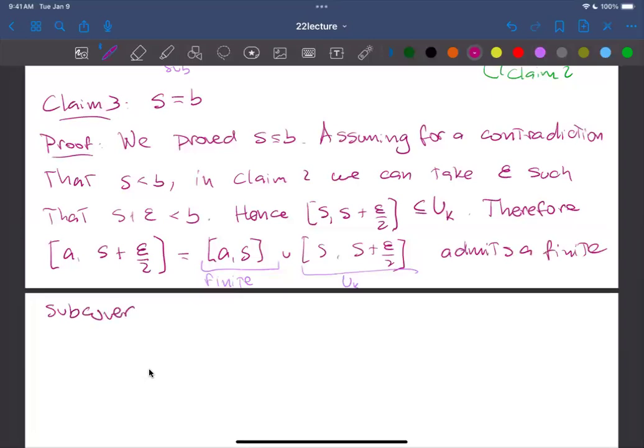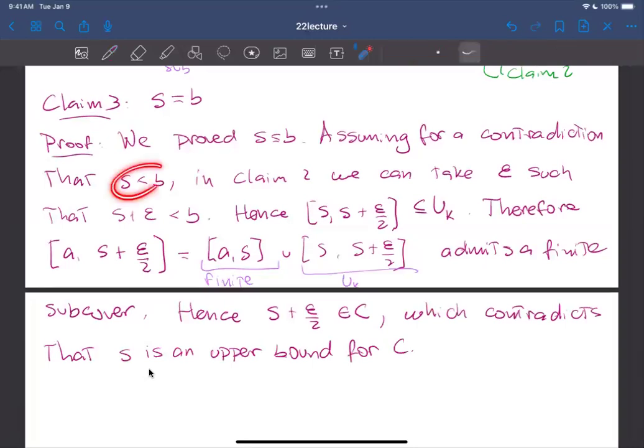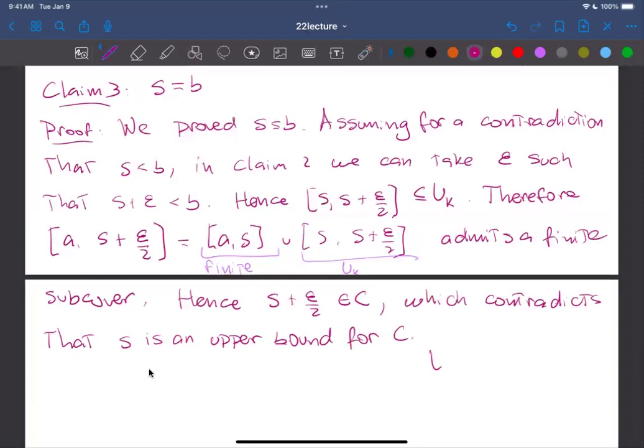And that being the case, what you get is that S plus epsilon over 2 lives in C. And this is very problematic because S is an upper bound and S plus epsilon over 2 is larger than S, which contradicts that S is an upper bound for C. And this contradiction came from assuming that S is smaller than B. So this proves claim 3.